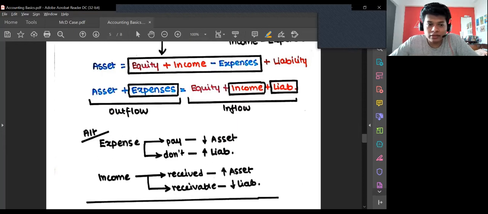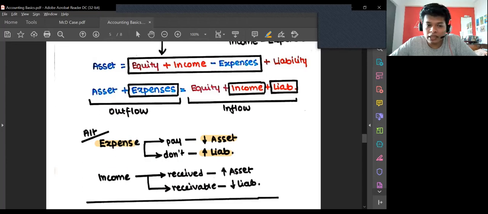Alternatively, you can think of it this way: what does expense do? If I incur any expense and I pay it, my asset will reduce. If I don't pay it, my liability will increase. Like if I incur wages, if I pay the wages, my cash will go down, so my asset will decrease. If I don't pay the wages, I have a liability standing that I have to pay sometime, so my liability will increase.